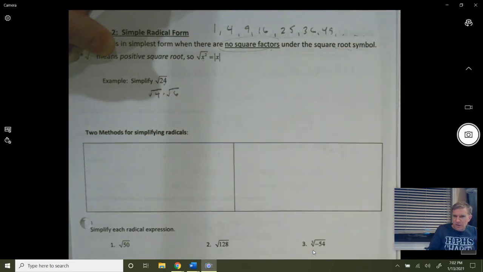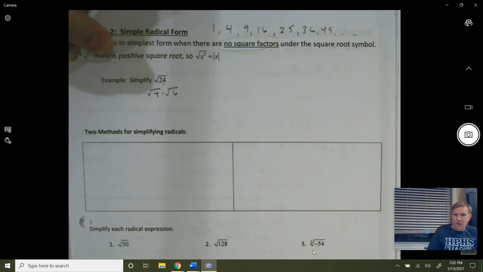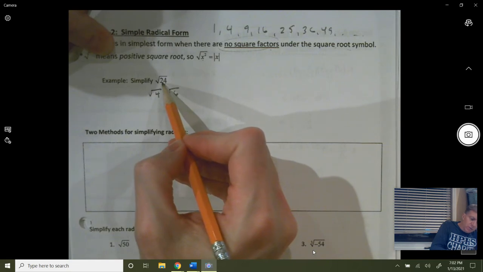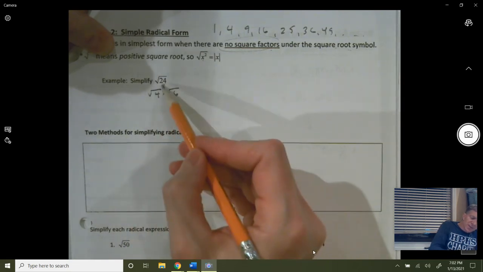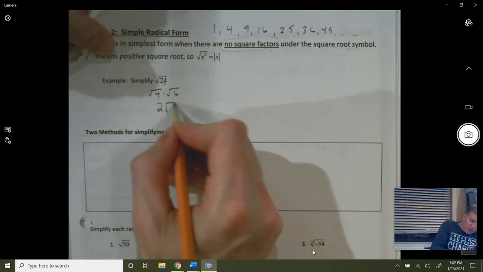Earlier in the year, we studied the perfect squares. We studied the perfect cubes. We studied all these powers that are going to make these problems easier. If you can find a perfect square that's a factor of your radical when it's a square root, then that's going to be the easiest way to simplify this. So you get 2 times the square root of 6.